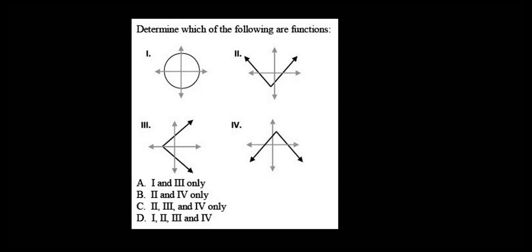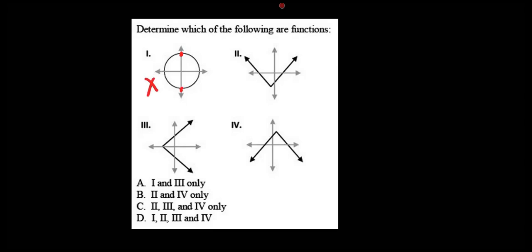Now, this question says, determine which of the following are functions. Now, to solve this problem, we are going to use the vertical line test. And a vertical line has been drawn through the first graph, as you can see. And the vertical line cut through the graph at two different points, at this point and at this point. So when a vertical line cuts through a graph at two different points, then such a graph is not a function. So number 1 is not a function.